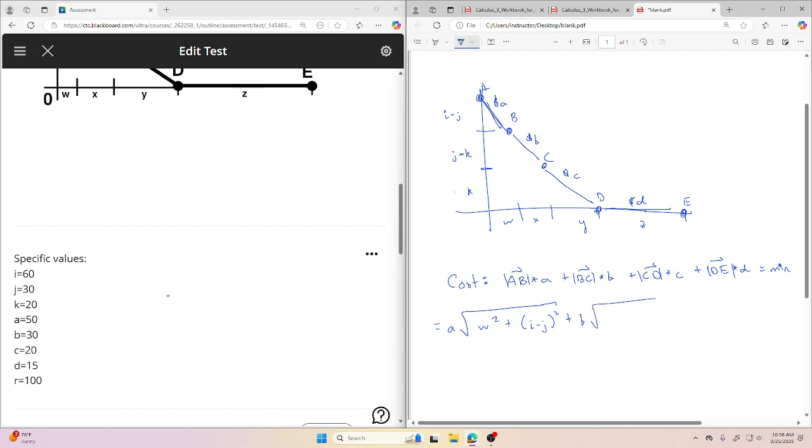Little b times, yet again, here we go. I've got my x distance, and now I've got j minus k.